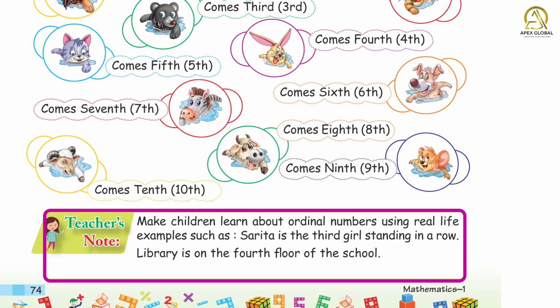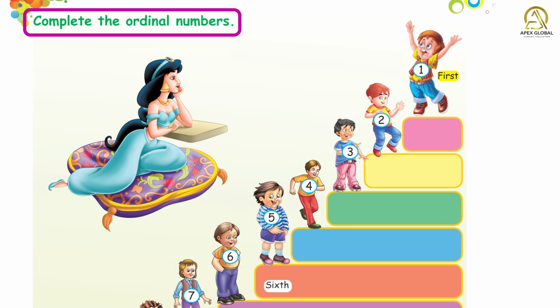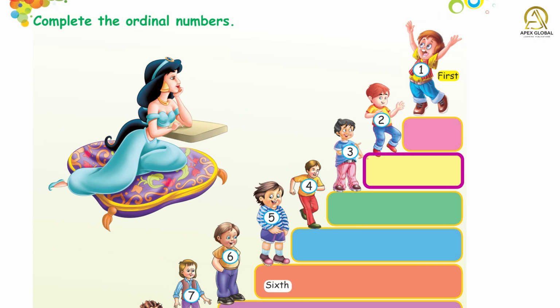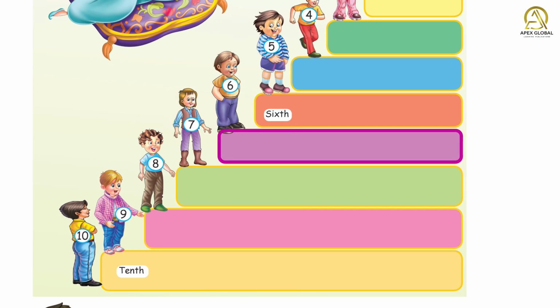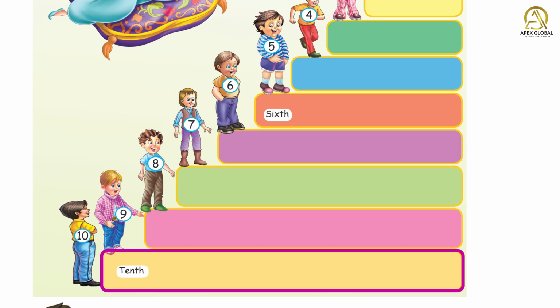Teacher's note: make children learn about ordinal numbers using real-life examples such as, Sarita is the third girl standing in a row. The library is on the fourth floor of the school. Complete the ordinal number: first, second, third, fourth, fifth, sixth, seventh, eighth, ninth, 10th.